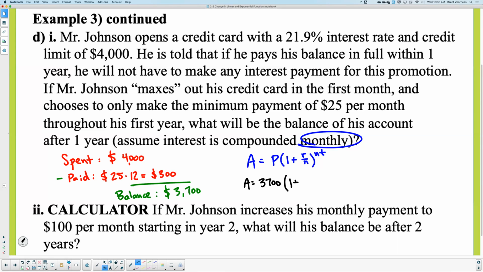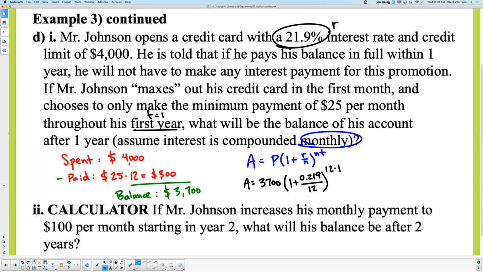Okay, 1 plus, what's our rate? 21%. There's the rate. Sorry. So if we change that, it'll be 0.219. 0.219 over. How often do you have to pay a credit card? 12. Once a month, so monthly. And n is 12, so you're supposed to make 12 payments. We didn't make them, we were supposed to, for how many years? Just one. t is 1.